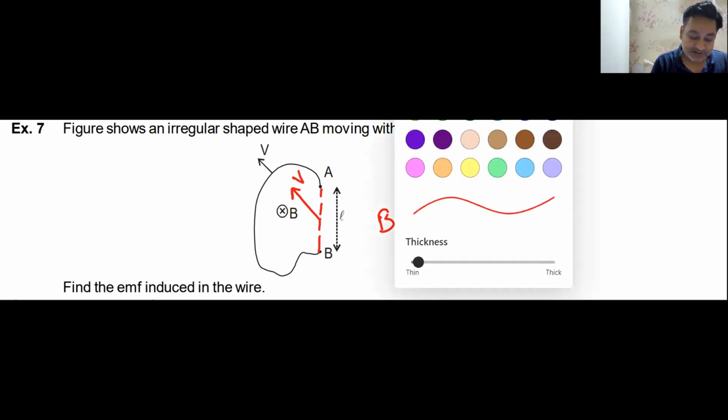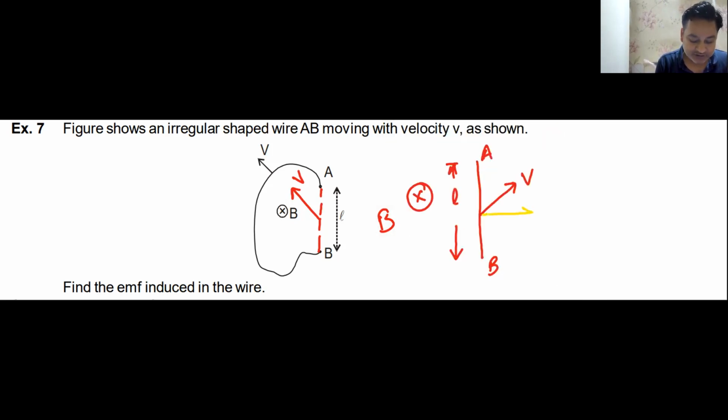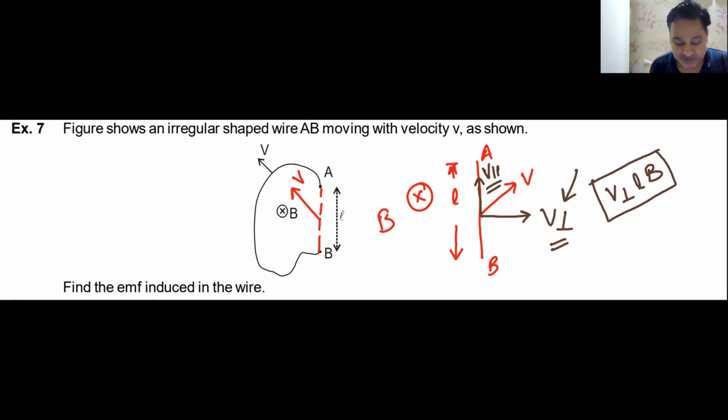So what you do in this case is you break down this velocity into two components, one is V perpendicular and the other one is V parallel. Are you getting my point? Yes, sir. This V parallel component of velocity is not going to produce any induced EMF because V and L will become parallel. So the induced EMF will only be due to this perpendicular component, and you can write it as V perpendicular into L into B. That would be the induced EMF in this part. Are you getting my point? Yes, sir.